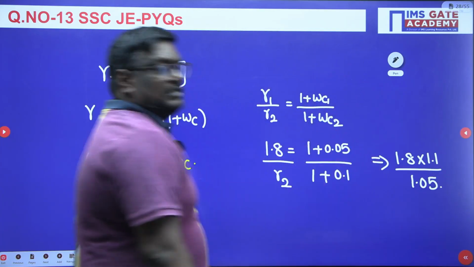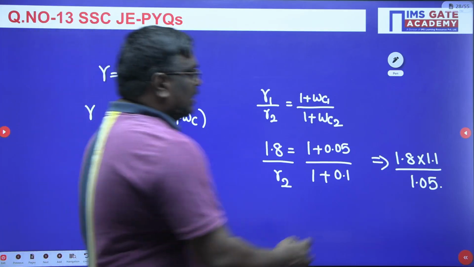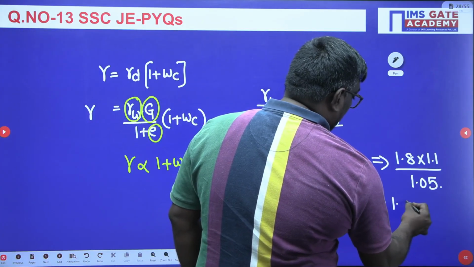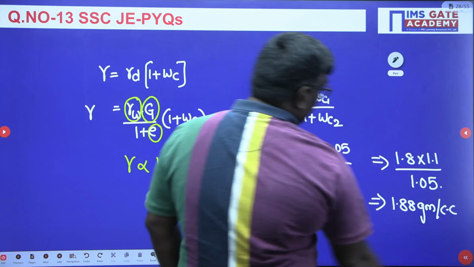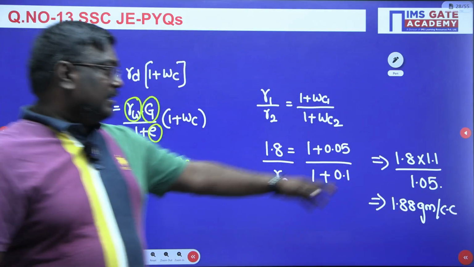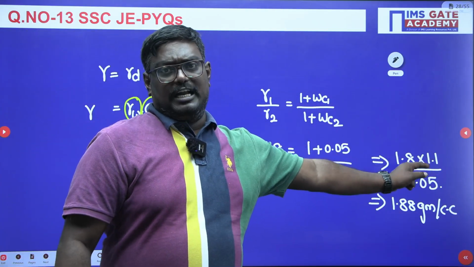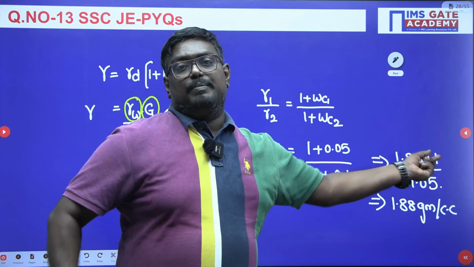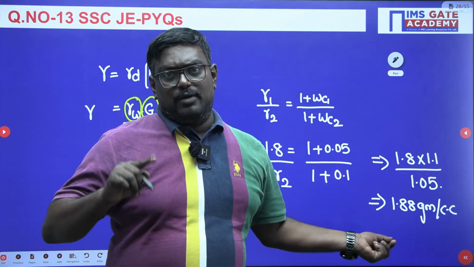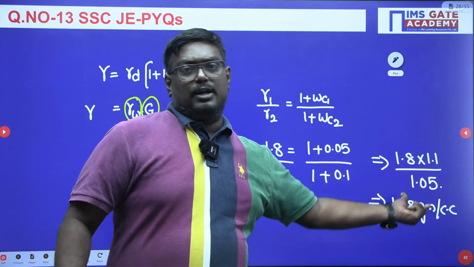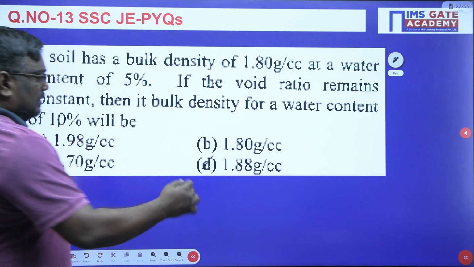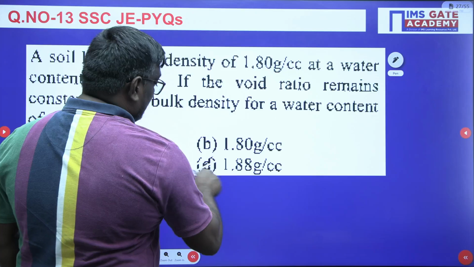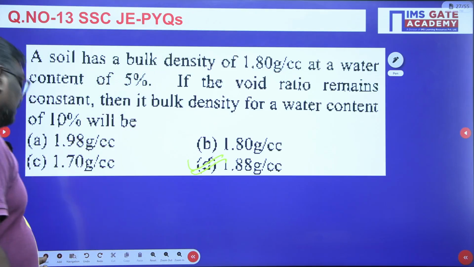So what will be the answer if you solve this? You will get a value of 1.88 gram per cc. Okay, see students, you should be smart in this. How I have done the calculation is 1.8 into 1.1, and for 0.05 you can remove that 0.09, you will get 1.88 roughly. So this is a simple calculation, so you can say option D is the right answer.